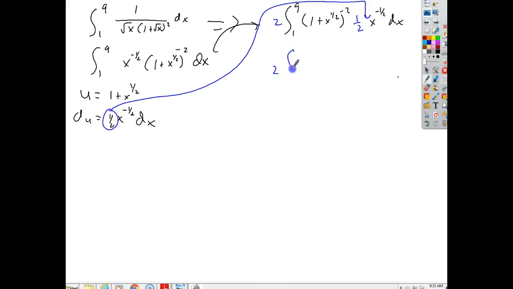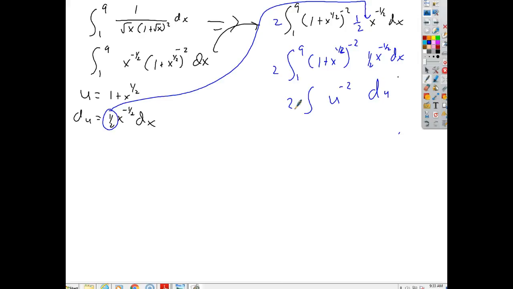Okay, clean it up. So I'm ready to go. 1/2, times 2, 1/2 x to the negative 1/2 dx. Is everything ready for you to u-sub? That's du, right? Looks right. That's ready to go. That's u. Have to fix my bounds. Other than that, I'm good to go.